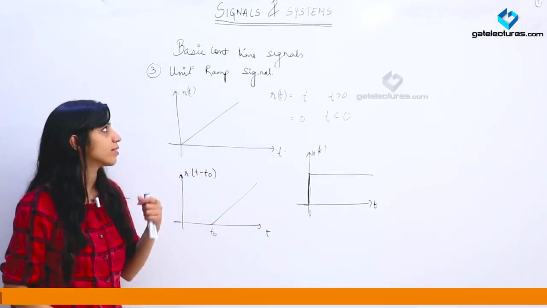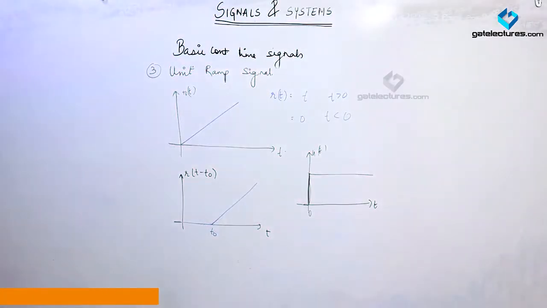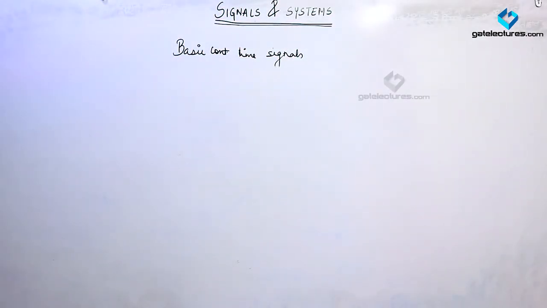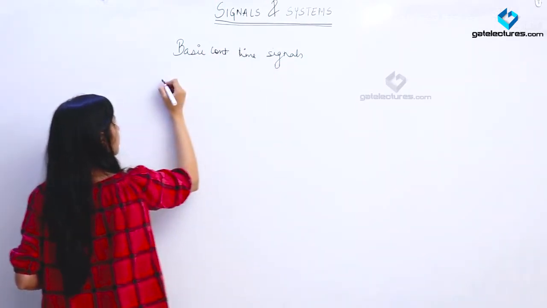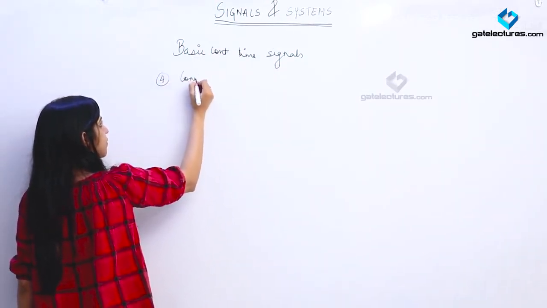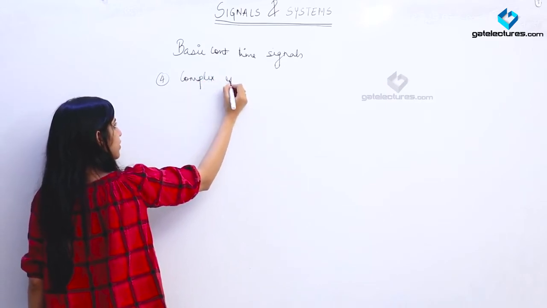Now we are going to look at the next signal. The next signal that we'll look at is the complex exponential signal.